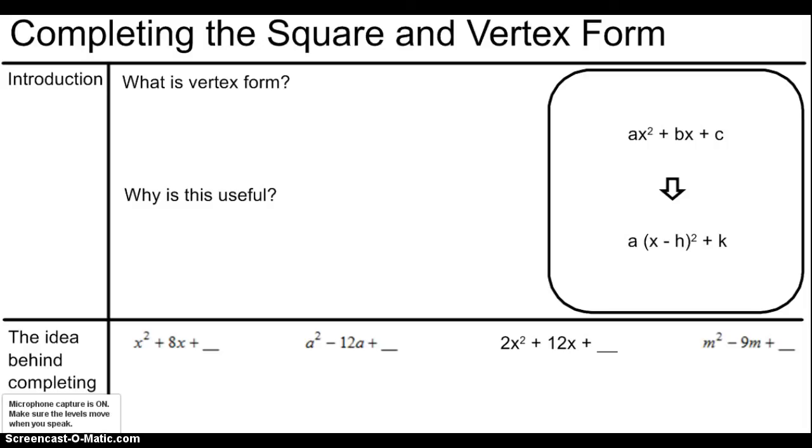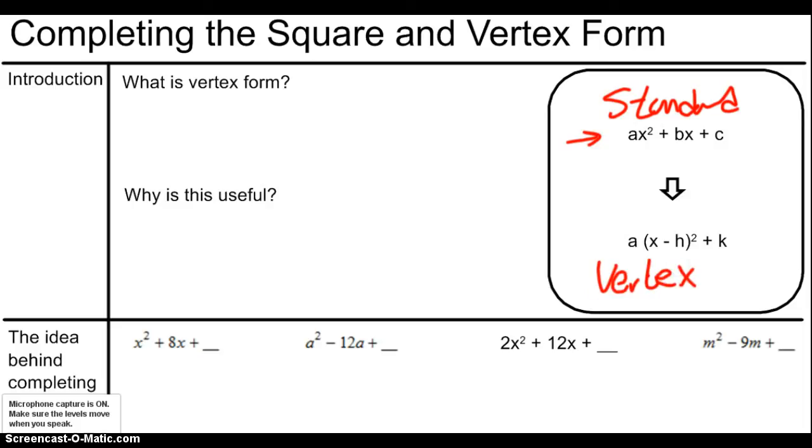On to completing the square and vertex form. Now, we've worked with the vertex form a little bit, but what is completing the square? Well, completing the square is a process that we can take an equation, or a function, that is in standard form, and we can change that to vertex form.